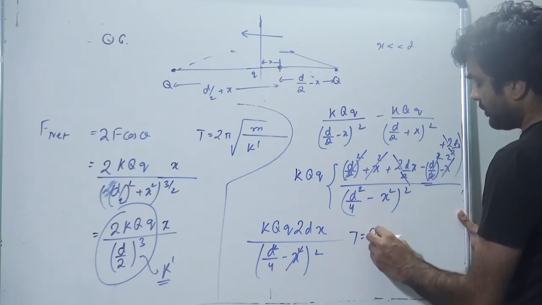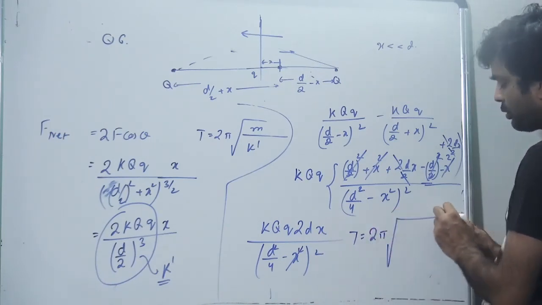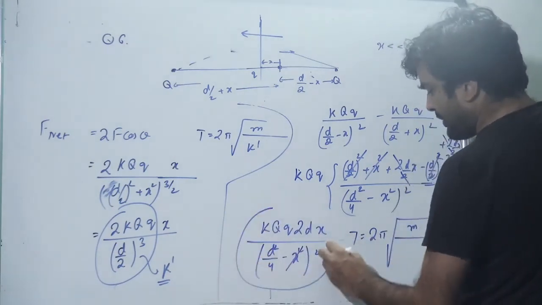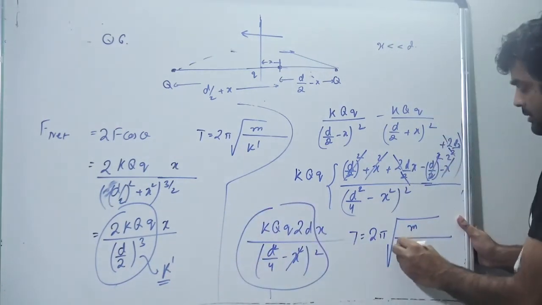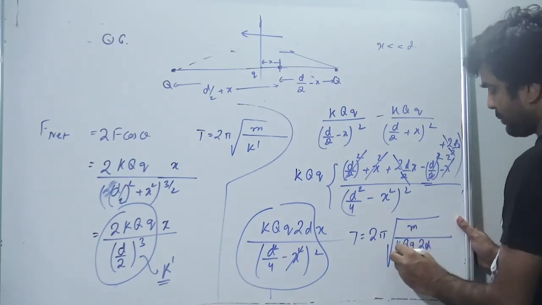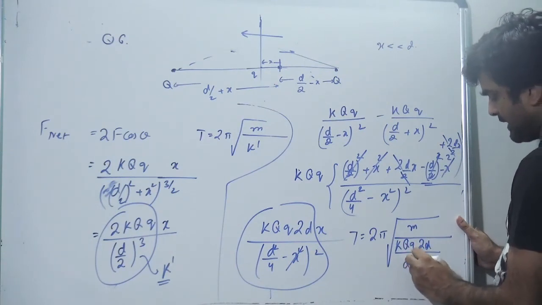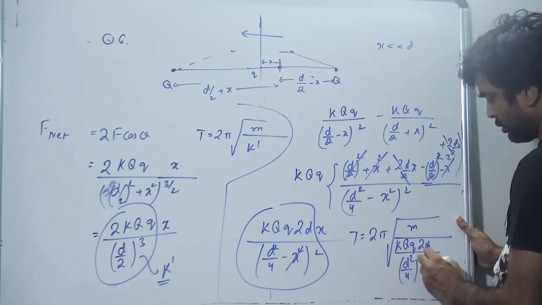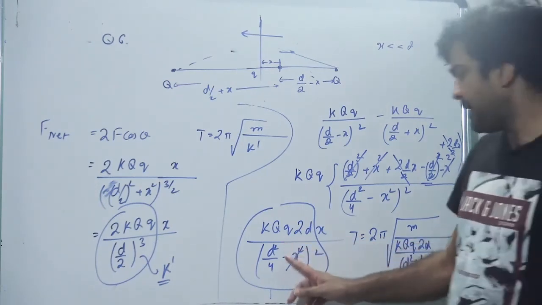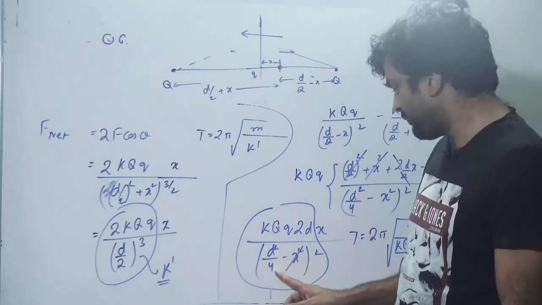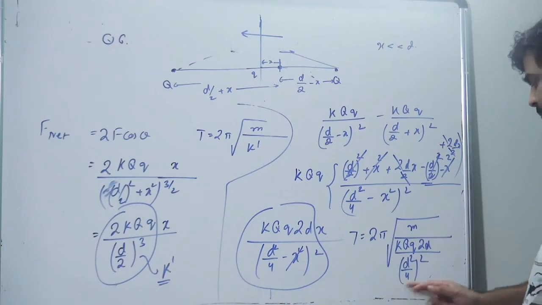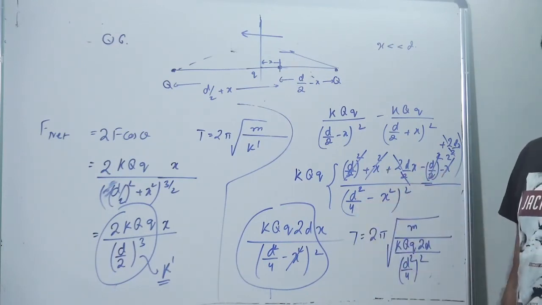And therefore the time period of oscillation will be 2 pi under root m upon this whole term, which will be the effective k: kQq 2d upon d square by 4 whole square. If you want, we can simplify it further. It is d by 2 whole square, d square by 4 whole square. So we can take this term outside if you want and simplify it further. Okay.